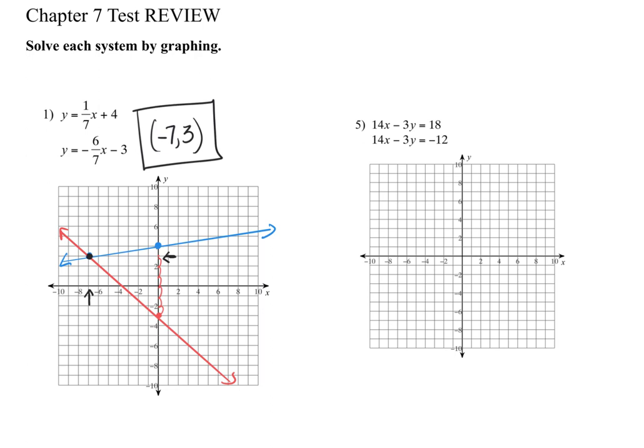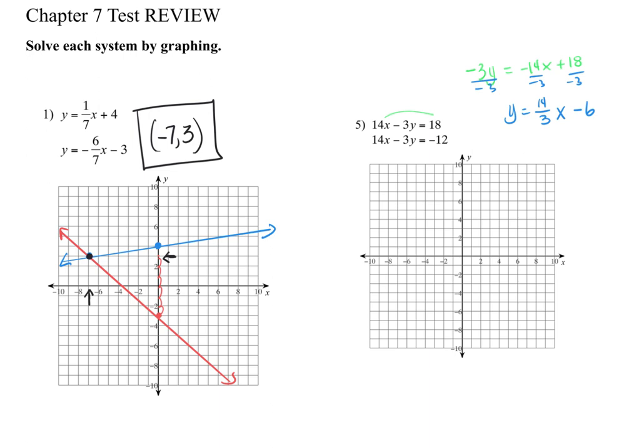The second type you're going to have is like number 5. These are not in slope-intercept form. So I would recommend putting them in slope-intercept form. So for the first one, I'm going to move the 14x over. I have -3y equals -14x plus 18. And then I am going to divide everything by -3. So I get y equals 14/3 x minus 6.